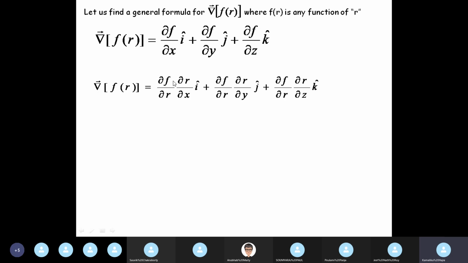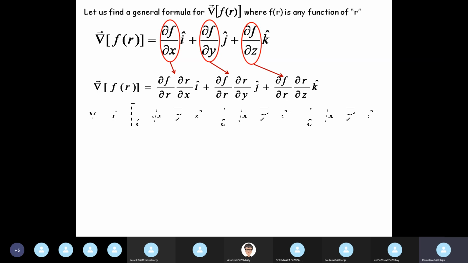Now f is a function of r. So in place of partial derivative here, you could have also written df dr, okay? But r is a function of x, y and z. So here you have to write the partial derivatives, all right? So df dx is written in this manner, df dy is written in this manner and df dz is written in this manner. This is just a little bit of playing with the terms in order to serve our purpose, okay?